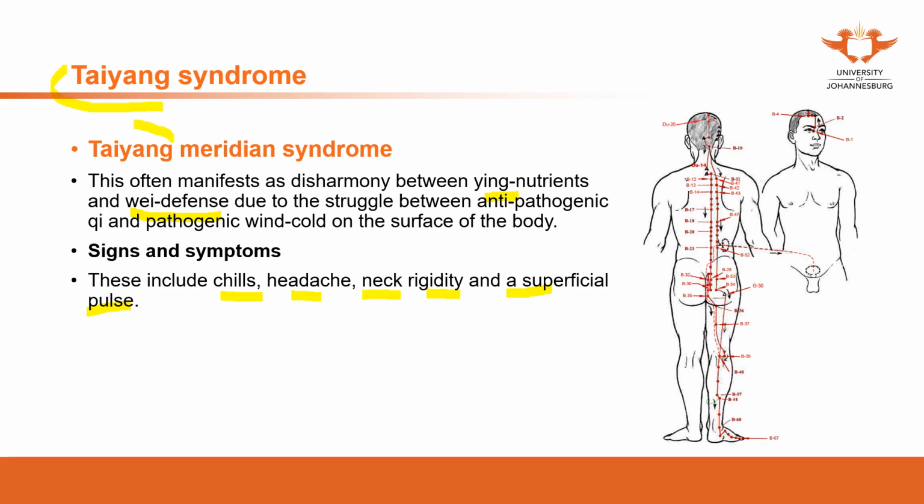When we talk about the Taiyang meridian, especially the foot Taiyang meridian, it is the foot Taiyang bladder meridian. The foot Taiyang bladder meridian starts from the corner of the eyes and goes all the way from the head to the foot. So the Taiyang meridian is one of the longest meridians in the body, and it travels all the way from the head to the feet. The Taiyang meridian syndrome is mostly related to the meridian.